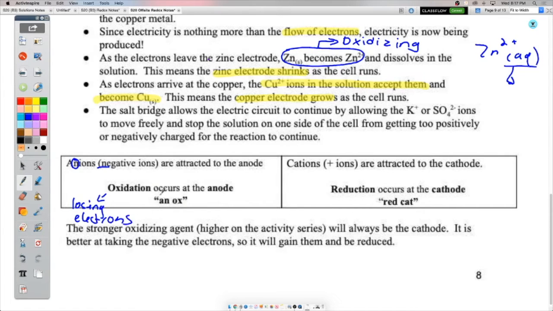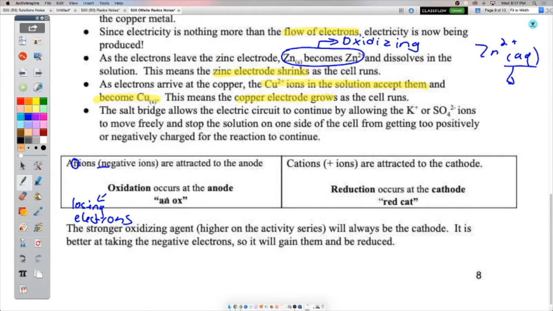So we say AN OX. AN OX is the thing that helps us remember where oxidation is happening, or what we call the thing that is being oxidized. Because to be honest, it's easier to figure out what is being oxidized, and that's how you figure out what the anode is, okay?